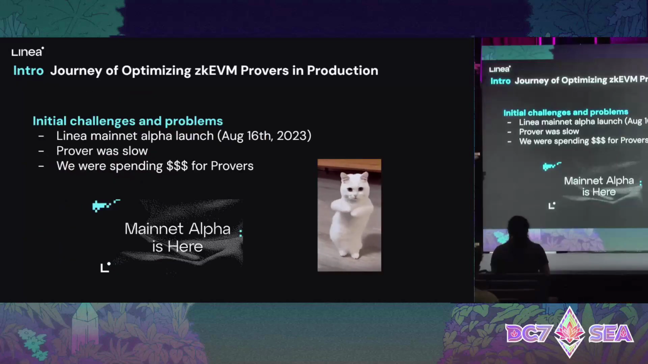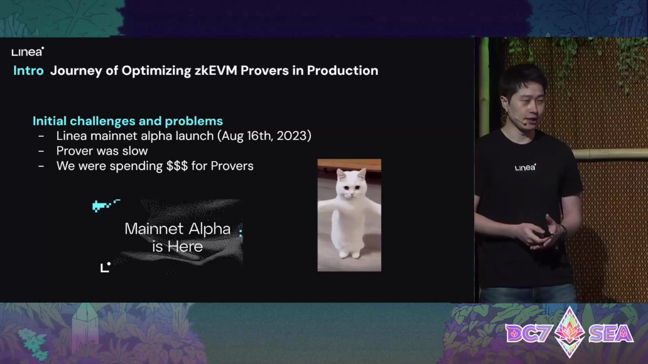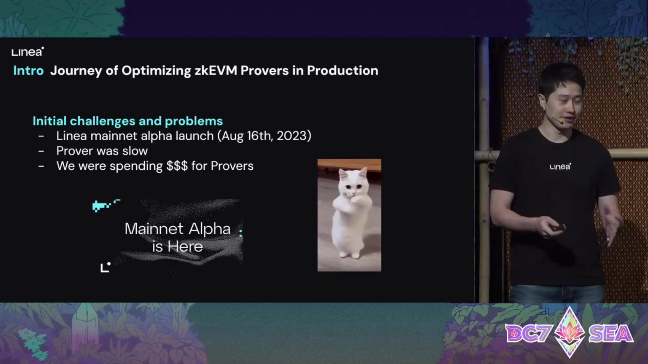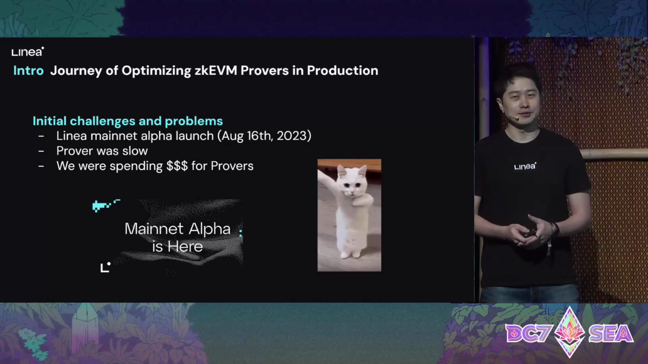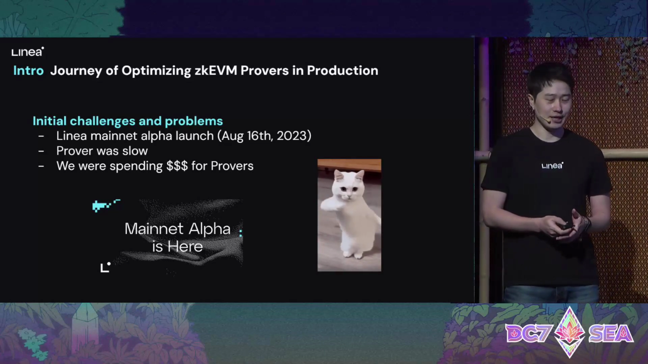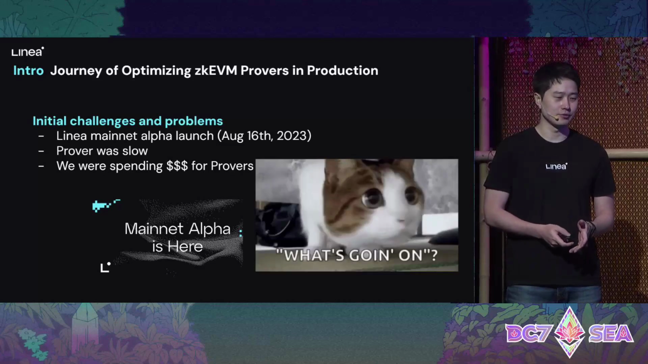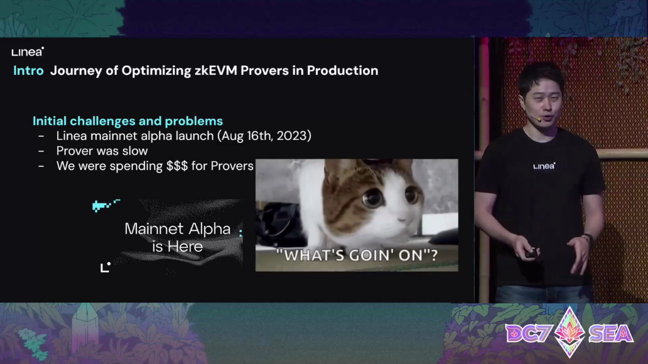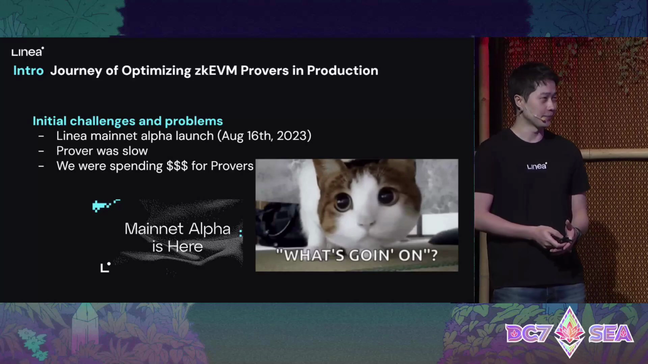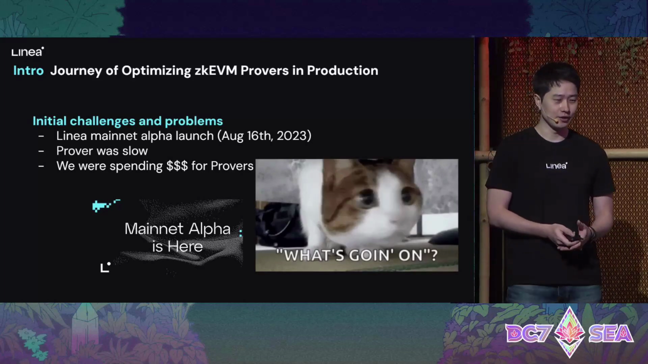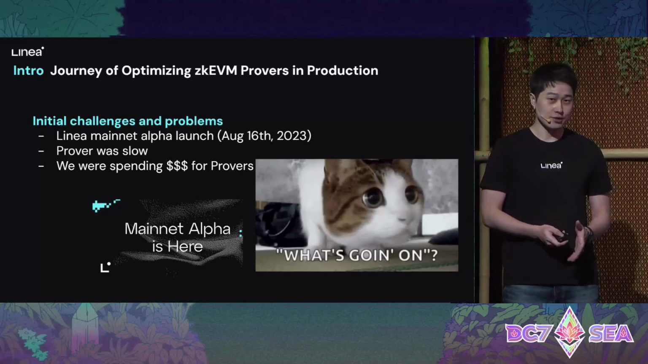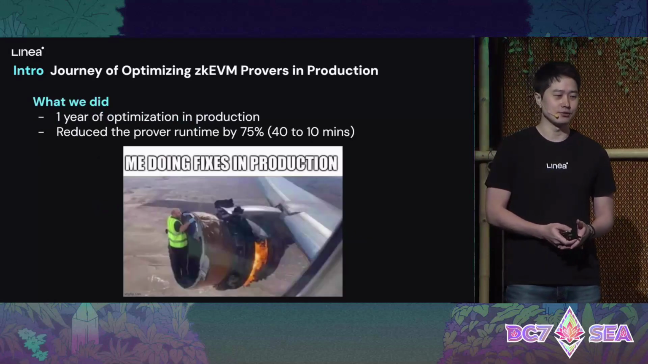So first, this is the initial challenge and problems we had. Linea launched our mainnet last year, August, and we were so happy. We were kind of dancing all the time. But we realized that the prover was really slow. So we were like, what's going on here? And we were spending a lot of money on provers. So we thought it's a huge problem, and we decided to optimize it.